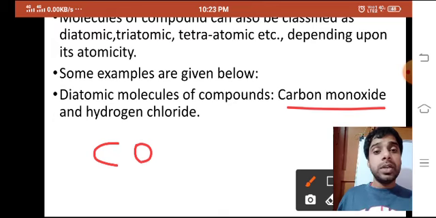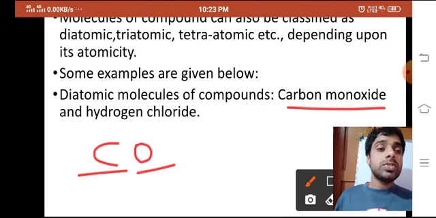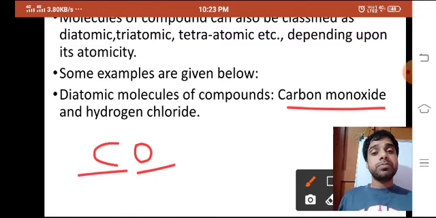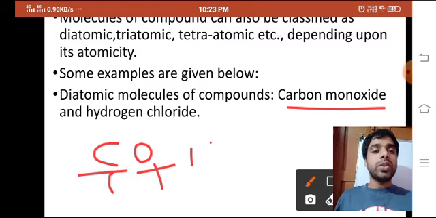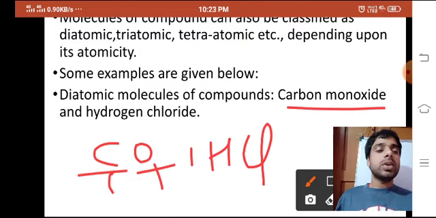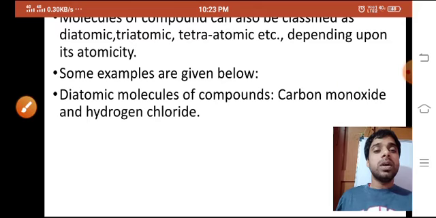CO. Okay? This one is carbon, this one is oxygen. Carbon monoxide means diatomic molecules of compound. Diatomic means one carbon and one oxygen. Di means two. Okay? Hydrogen chloride, HCl, and both are called molecules of compound.